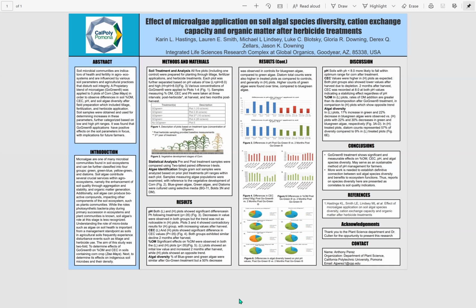Regarding CEC, observations regarding relationships to other soil parameters were as expected and included a high value of organic matter as well as a high value of CEC before treatment application, followed by a depletion of these values after harvest, which were also accompanied by a drop in pH. Regardless of pH group, CEC values were found at 8.0, demonstrating a stabilizing effect regardless of pH in plots.